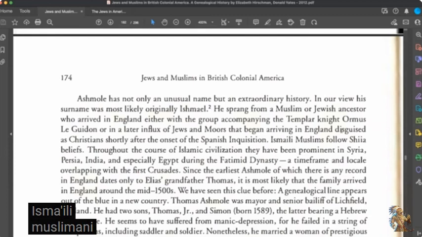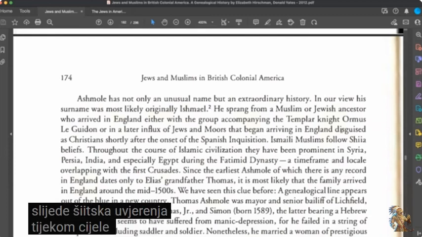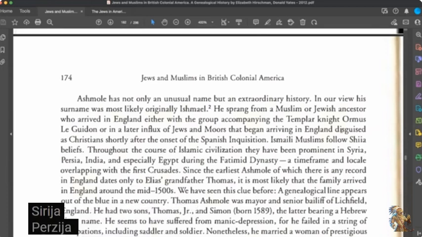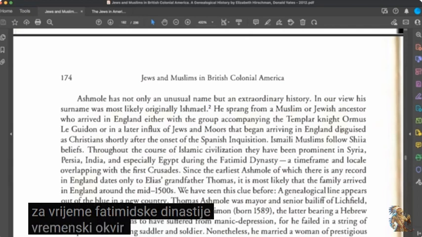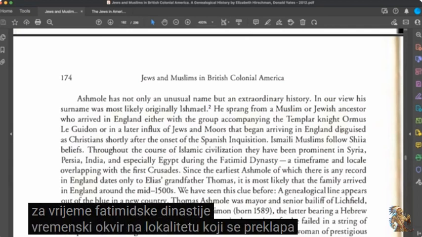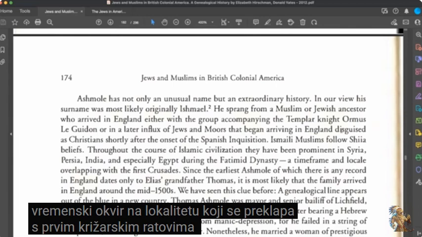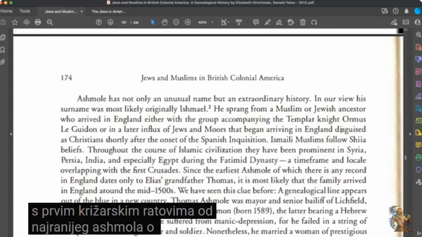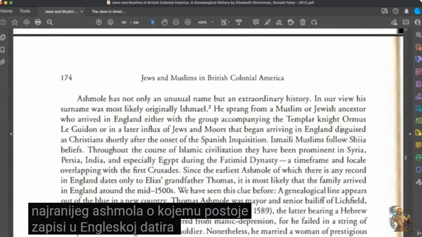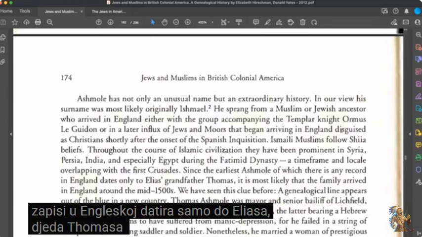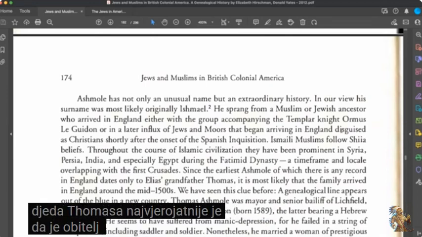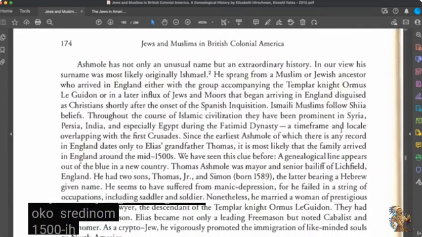Ismaili Muslims follow Shia beliefs. Throughout the course of Islamic civilization, they had been prominent in Syria, Persia, India, and especially Egypt during the Fatimid dynasty, a time frame and locality overlapping with the First Crusades. Since the earliest Ashmole of which there is any record in England dates only to Elias' grandfather Thomas, it is most likely that the family arrived in England around the mid-1500s.